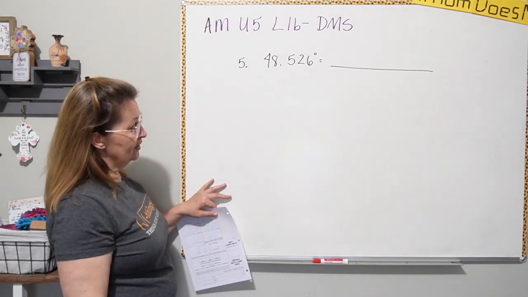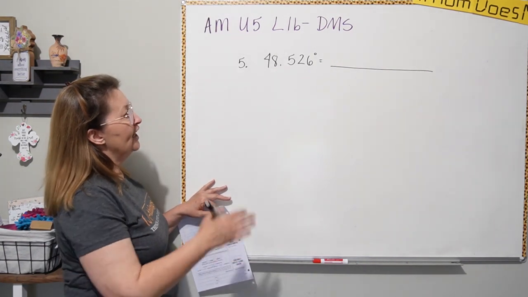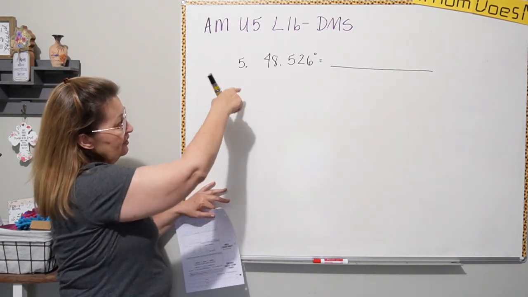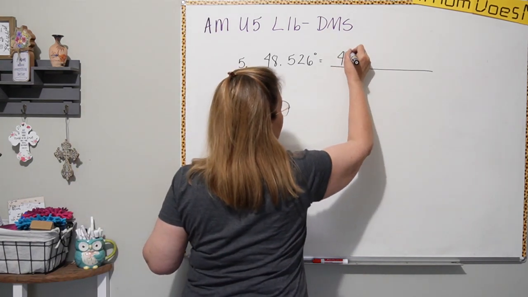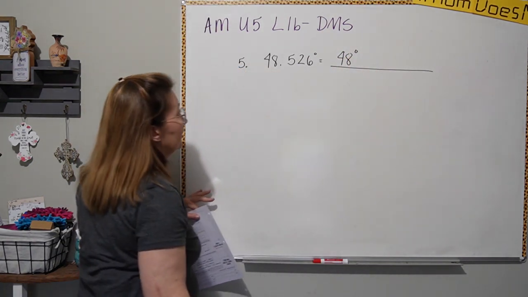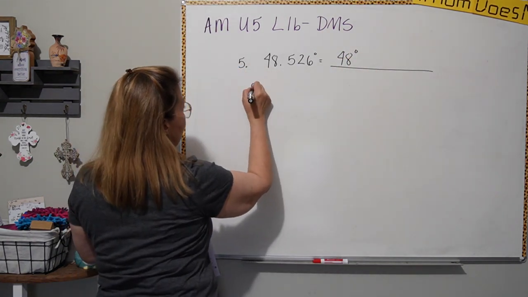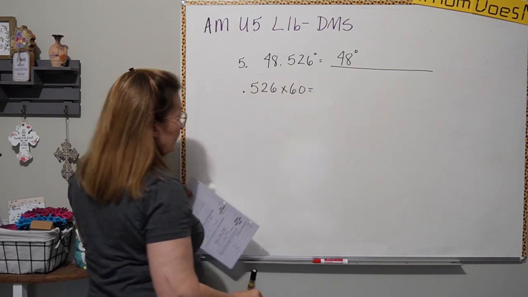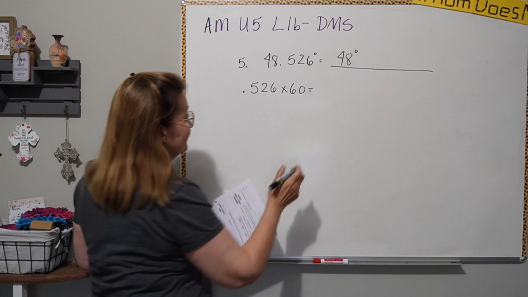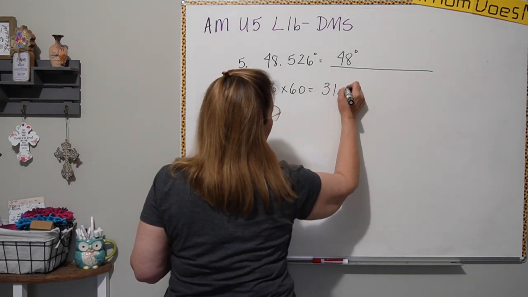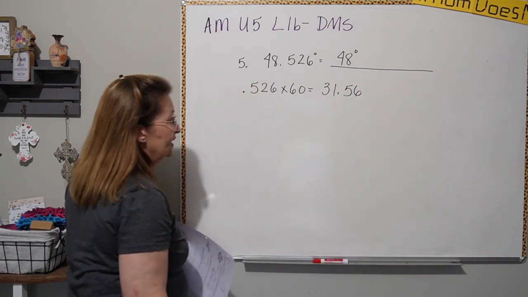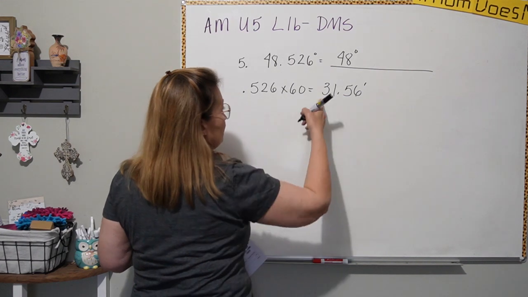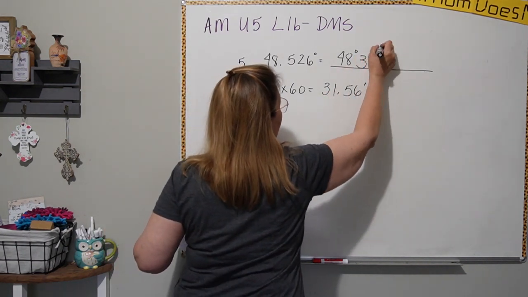48.526 degrees. And I'm going to change it to degrees, minutes, seconds. So take the 48. That's going to be degrees. Now take the 526. We're going to multiply that by 60. So when you multiply 526 by 60, you get 31.56 minutes. So I'm going to take the 31 minutes.